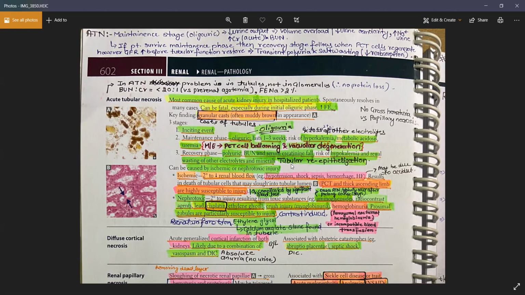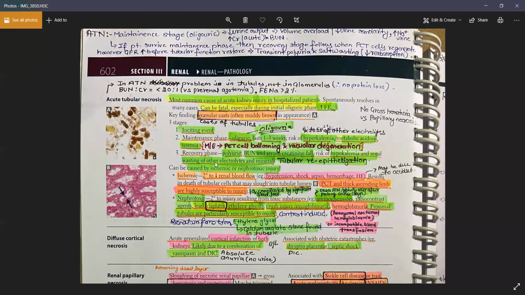Is it reversible damage? Yeah. Is it reversible condition? Yeah, of course, it is a reversible damage. That's why you are having a recovery phase. You have the stem cells in the kidney, right? So the complete regeneration will occur after some time.